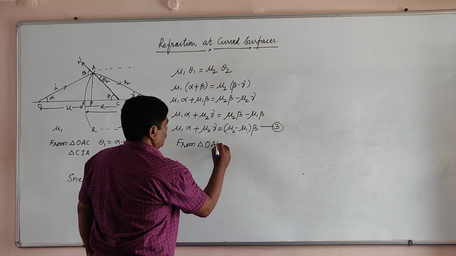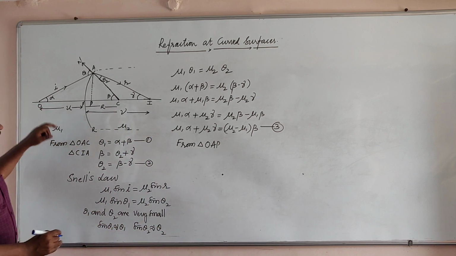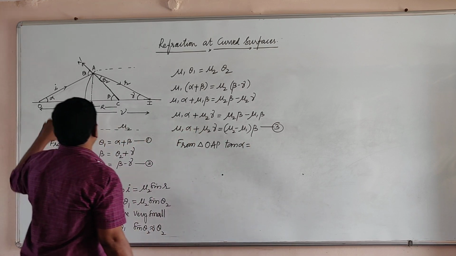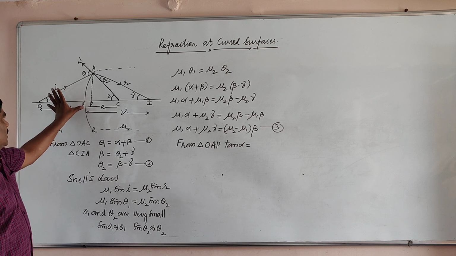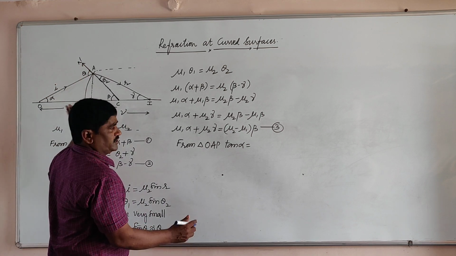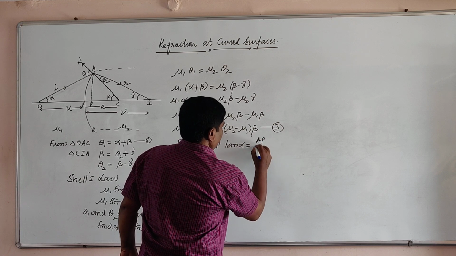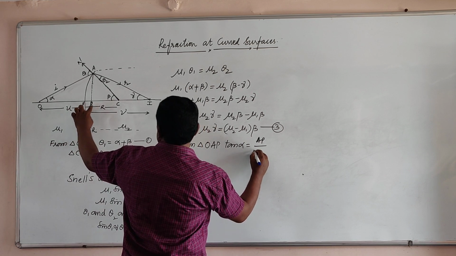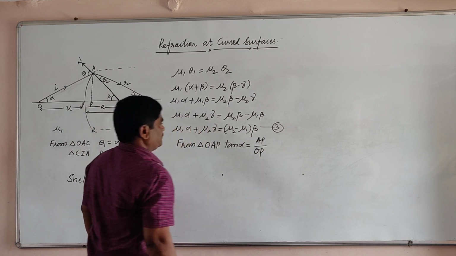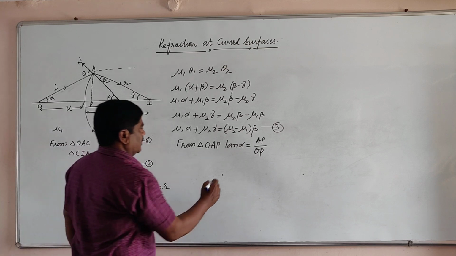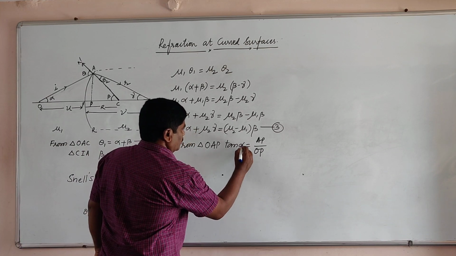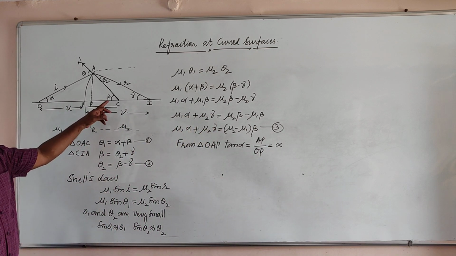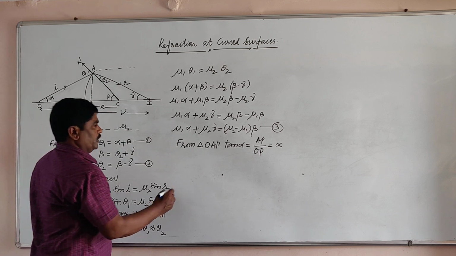O, A, P. Here I am writing tan alpha. Tan alpha is nothing but opposite side by adjacent side. Opposite is AP, by adjacent, which is nothing but OP dash, we will take OP. But here, what can I write? Tan alpha is also nothing but I can write it as alpha only, because alpha, beta, gamma are also very small if we think.